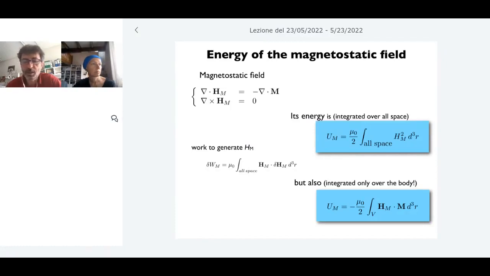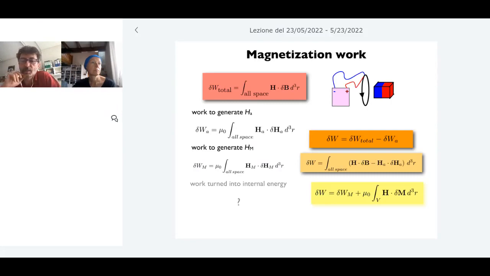And what is important here is that we were able to show that this integral can be made over the volume. If I have the magnetization only in the volume V, then I can limit the integral to the volume where the magnetization is different from 0. With these results, we can make the next step. And this is very interesting because now we have the work to generate HA, so it's HA times the variation of HA. The work to generate HM I can write over the whole space, and then I don't learn too much. But I can equivalently write it as a volume integral over only the volume of the magnetic material, and then I can write the expression for the magnetization work in a very nice way.